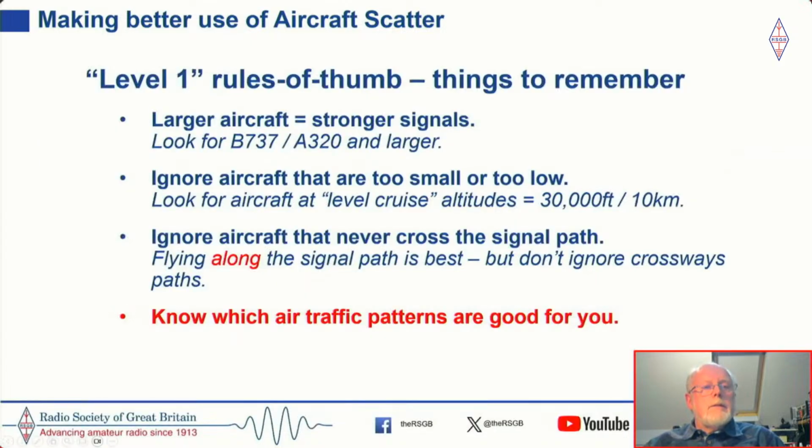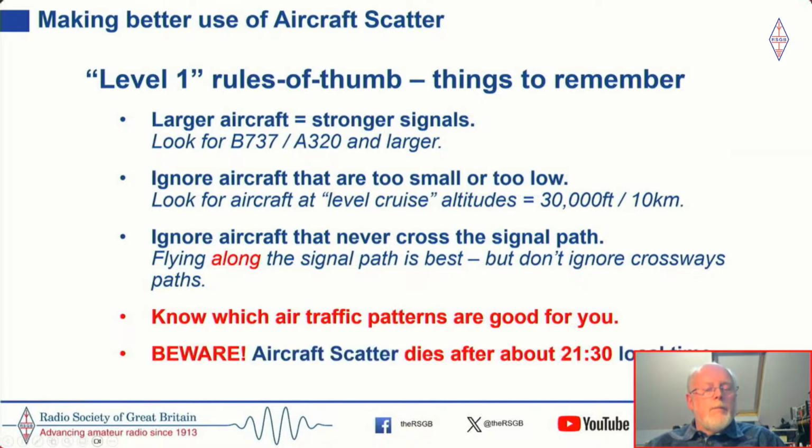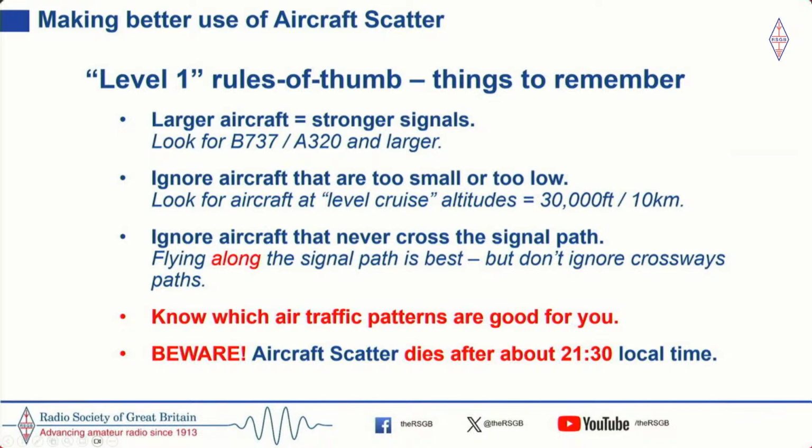Right, so that's almost all the level 1 rules of thumb. Just one more, which is that aircraft scatter in the UK dies after about 9:30 local time. This is nothing to do with aviation. It's due to market forces, because passengers want some onward travel time before it gets too late at night, and they don't like flights which land much after 9:30.